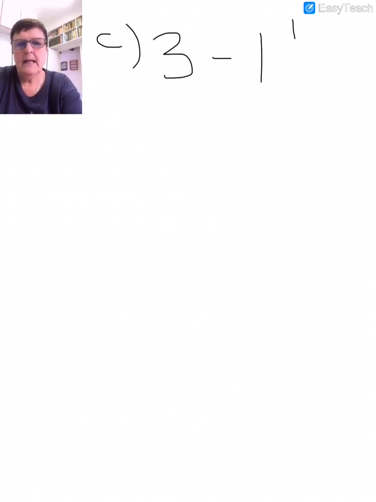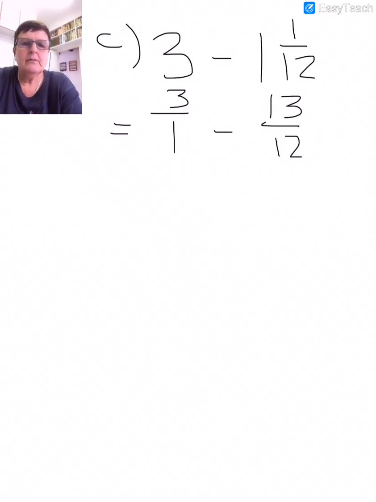The last sum for my memo is number 2c. 3 minus 1 and 1 over 12. Again, write the whole number as 3 over 1 as a fraction. Minus 12 times 1 is 12 plus 1 is 13 over 12. LCM of 1 and 12 is 12.